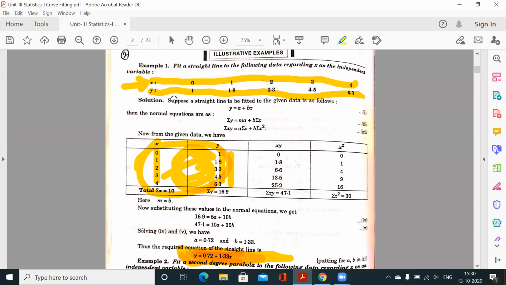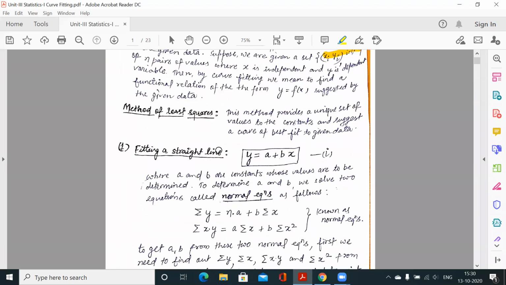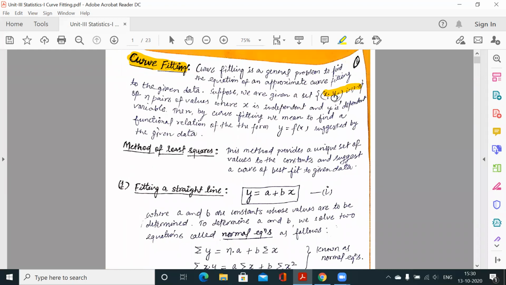When the function is unknown, when we don't know what y is, and we only have some values of y corresponding to some values of x, then in the absence of the function, we have to find one approximate function which satisfies this set of values. So this is our topic, curve fitting. We are fitting one curve to the given set. The same is written here.